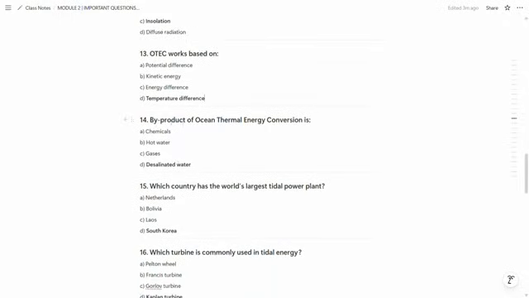Now the 14th one is, byproduct of ocean thermal energy conversion is desalinated water.